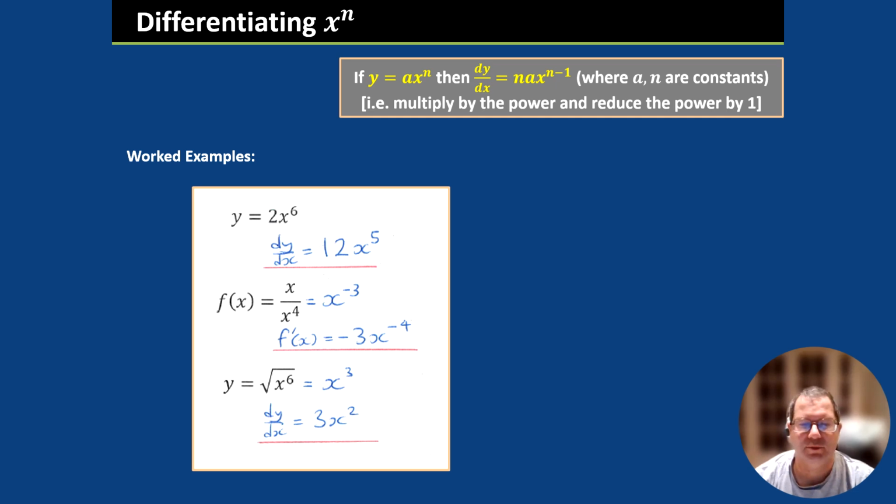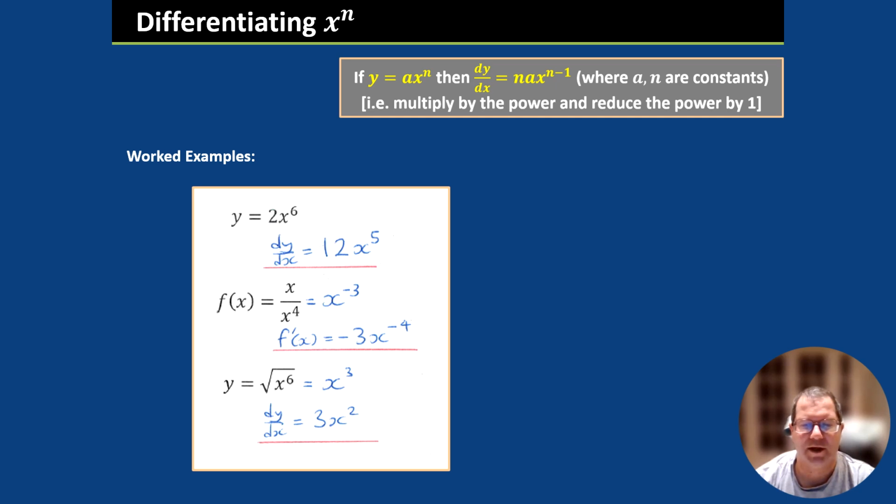3 more worked examples. So if y equals 2x to the power of 6, we multiply by 6, which gives us 12. 6 take 1 is 5, so the answer is 12x to the power of 5. The next one says f of x equals x divided by x to the power of 4, which is the same as x to the power of negative 3 when we subtract the indices. So to differentiate that, we multiply by the power, which gives us a coefficient of negative 3. Negative 3 take away 1 is negative 4, so the answer is negative 3x to the power of negative 4.